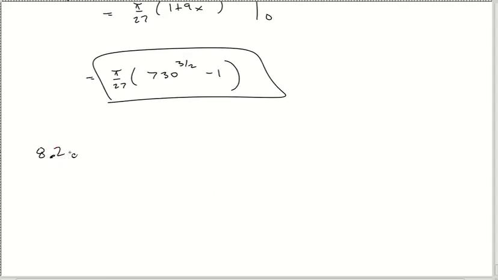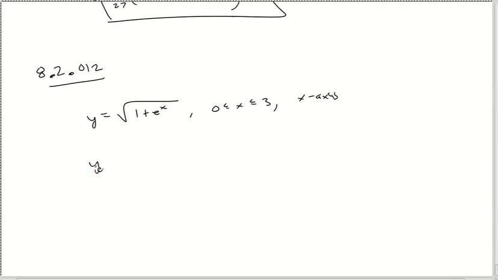Next problem, 82012. I now have y is equal to the square root of 1 plus e to the x, going from 0 to 3. I'm going to revolve around the x-axis. They want the surface of revolution, surface area, all that kind of stuff.